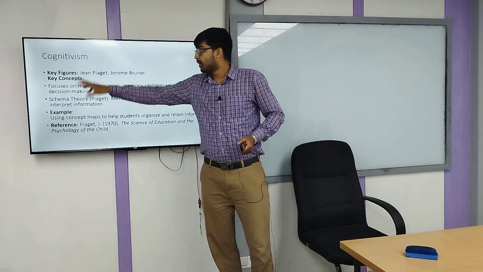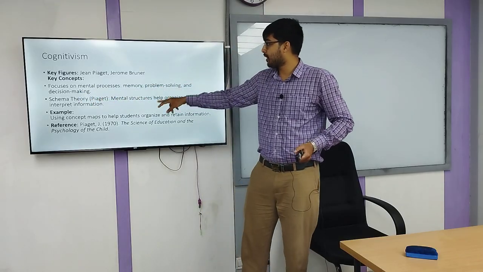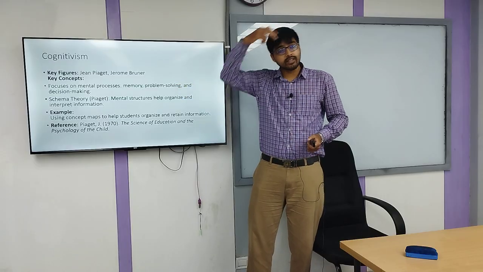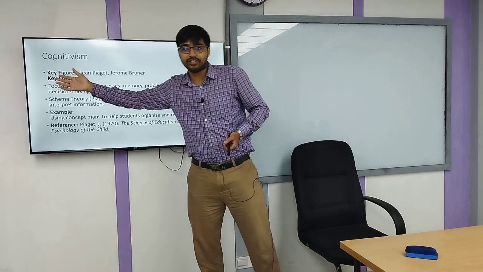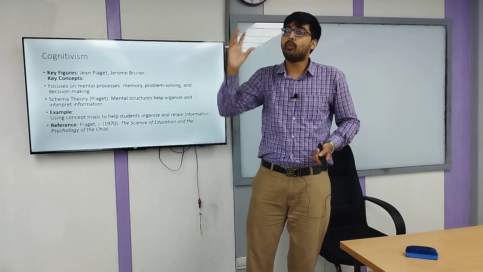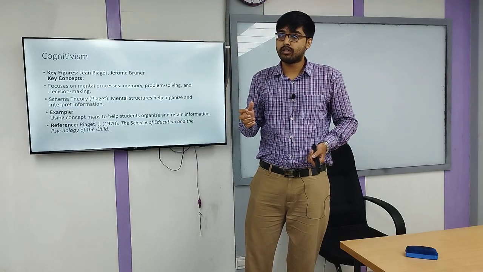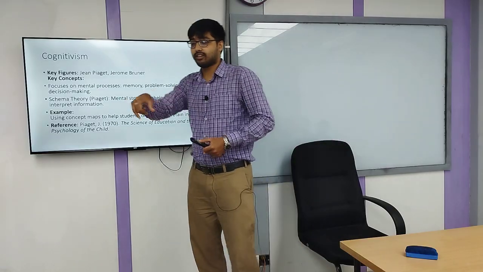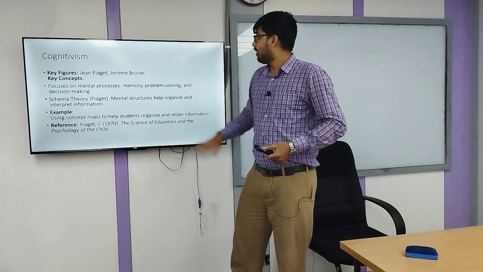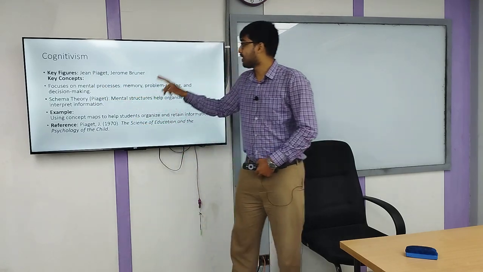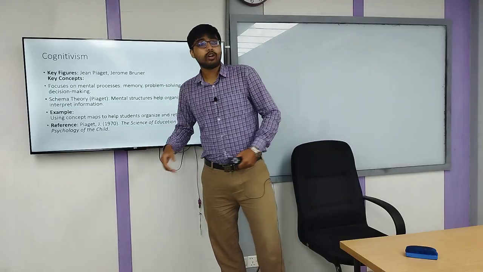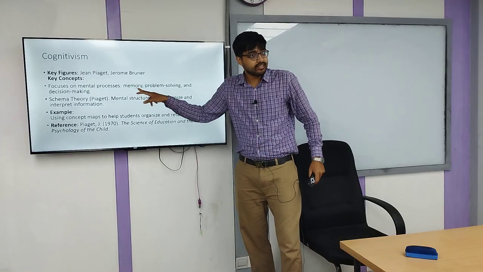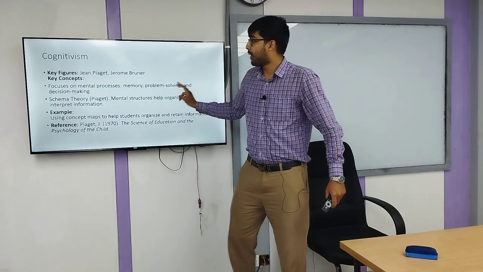Key concepts. Cognitivism focuses on mental processes, memory, problem solving, and decision making. These things are cognitive theory basically. The name is cognitivism. Please be focused. So it focuses on mental processes, memory, problem solving, and decision making. We can learn in that particular way: by memorizing, by problem solving, by decision making.